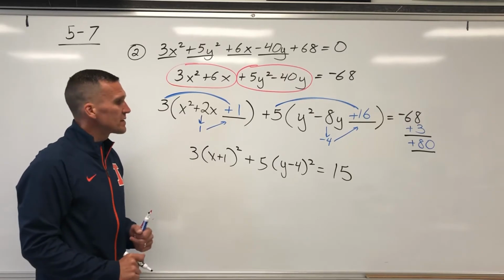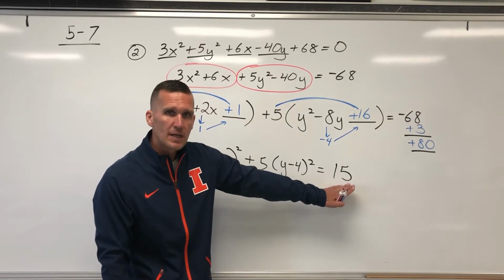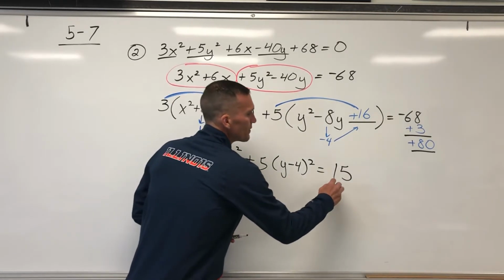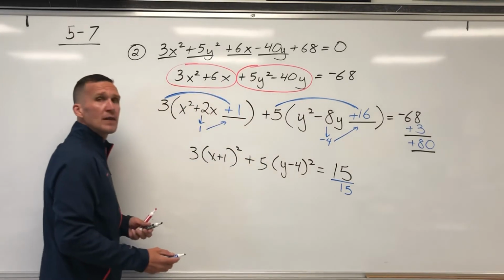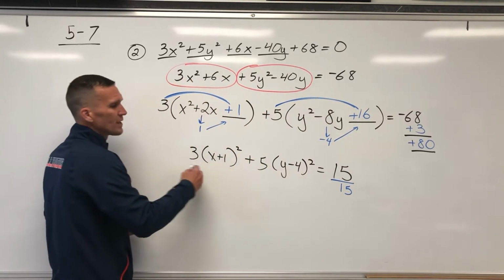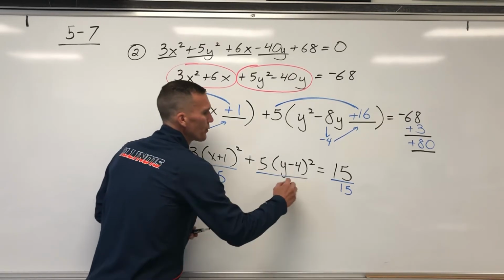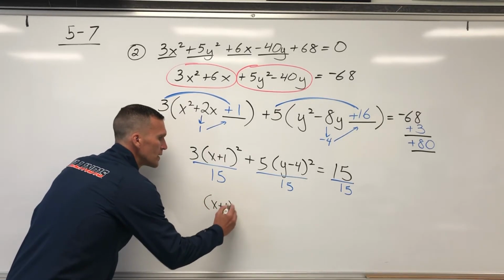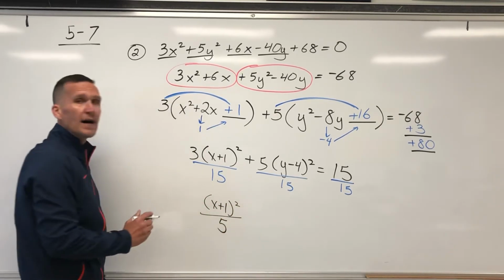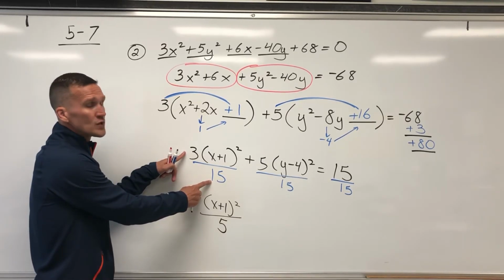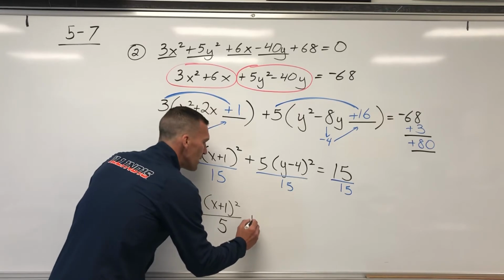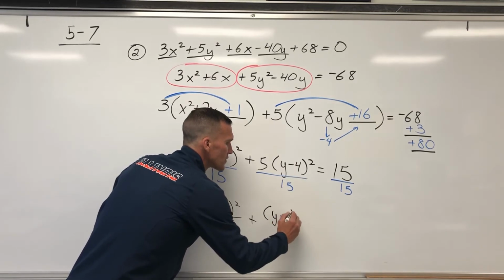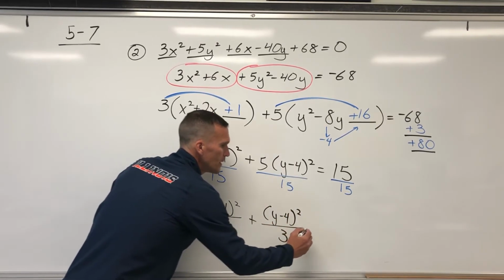And I have one final step. For an equation to be an ellipse and to be ready to be graphed, I need equal to 1. So how do you turn 15 into 1? You divide by itself. And when you divide the left side by 15, you divide the entire left side, so you do it to both groups. And I would have quantity x plus 1 squared over 5, because 3/15 is 1/5, plus 5 over 15 is 1/3, so I have y minus 4 squared over 3 equals 1.